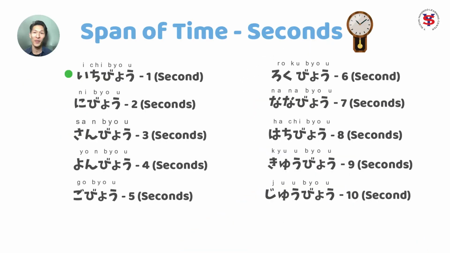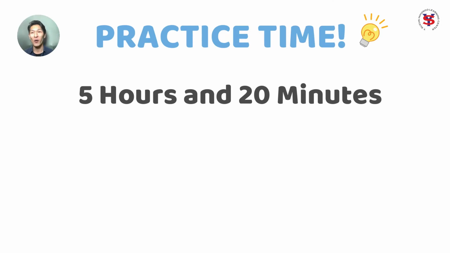So, let's try together. 1 byo, 2 byo, 3 byo, 4 byo, 5 byo, 6 byo, 7 byo, 8 byo, 9 byo, 10 byo, and so on and so forth. So ito, alam na natin kung paano magsabi ng ilang hours, ilang minutes, ilang seconds. Now, let's try to combine them, no? Halimbawa, imbes na, let's say, 5 oras lang, paano natin kaya sasabihin na 5 oras at 20 minuto?